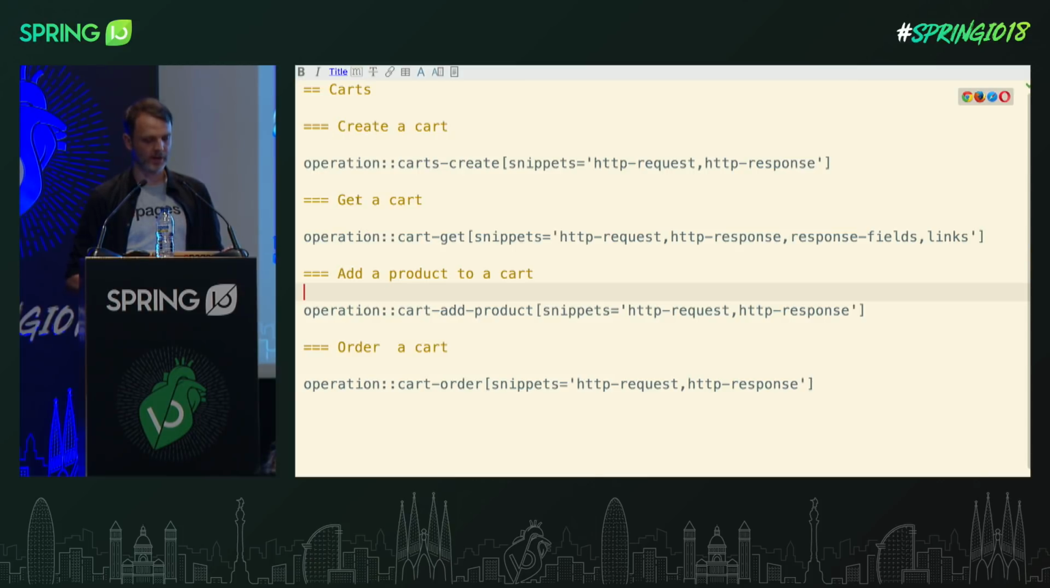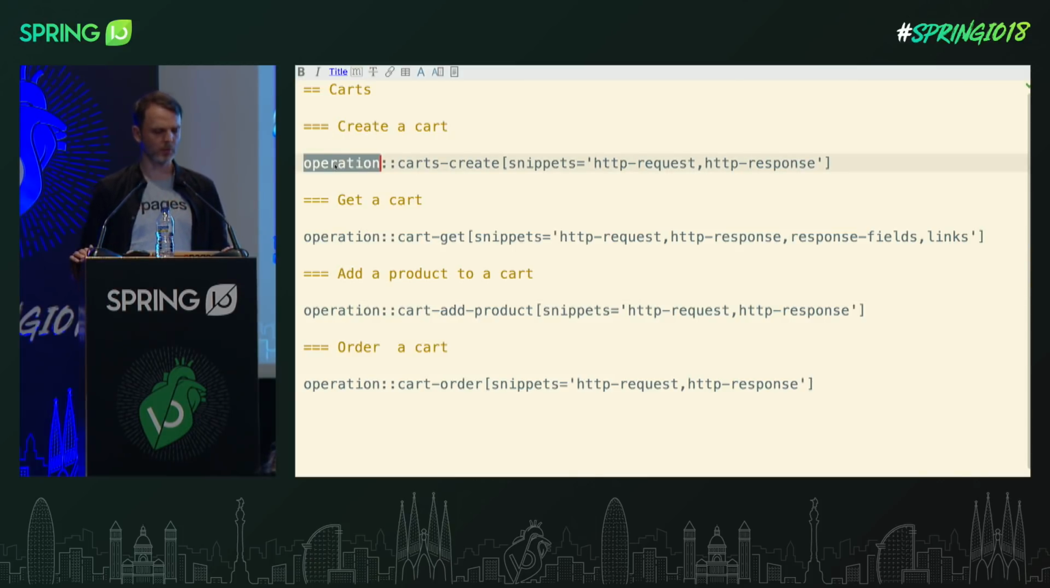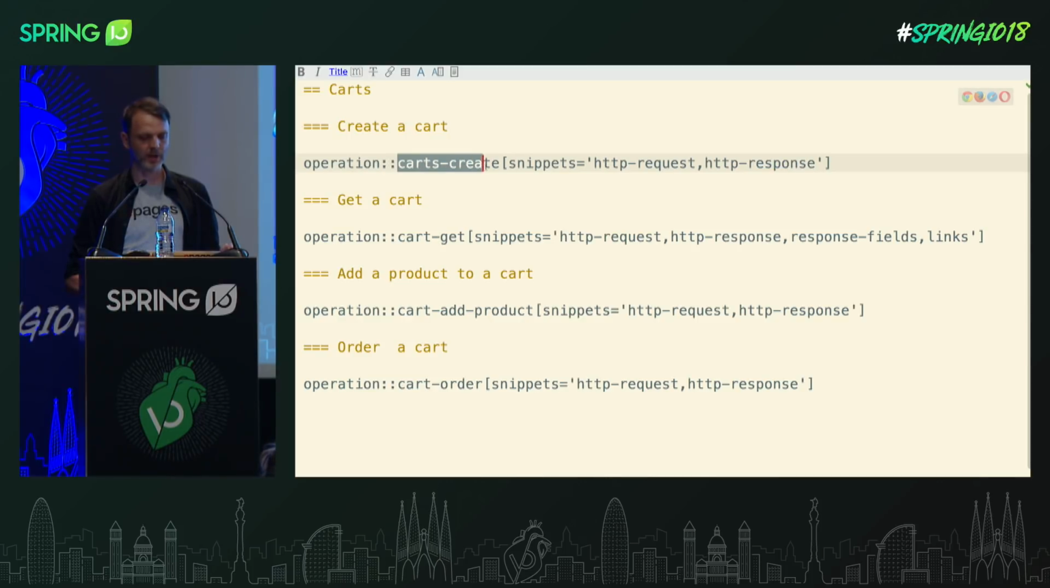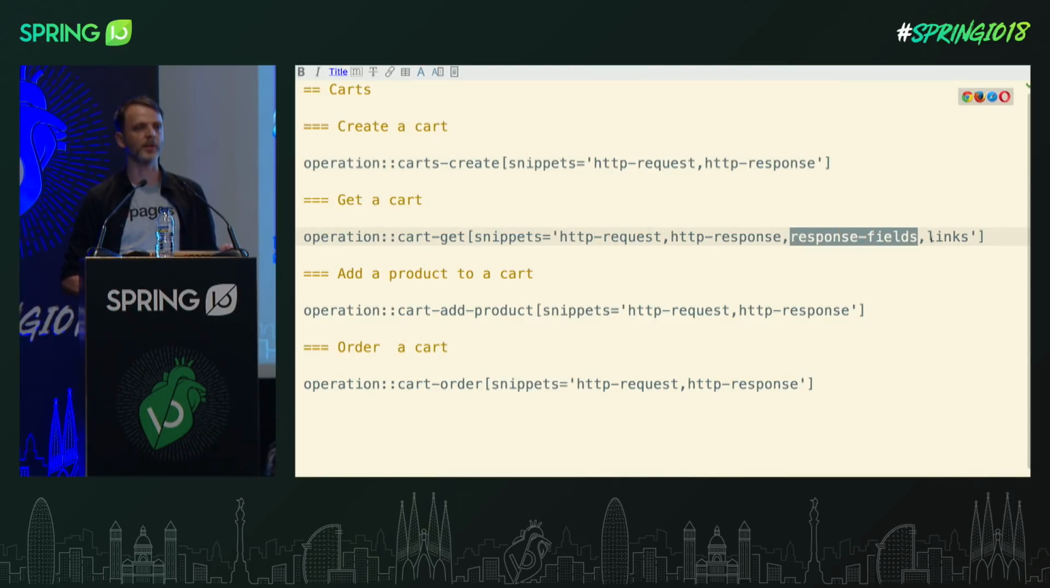For every one, I have a heading, and then I use something that's called operation. This is an Asciidoctor macro that Spring REST Docs provides. It's just there for convenience to help you not having to include the same files over and over again, which gets a little tedious, error-prone, and annoying. So we have this macro where you can say, okay, please include the snippets for the operation called cards create, and then please include the snippets called HTTP request and HTTP response. And for our get card, we had more snippets. We want to also include the request, the response fields, and the link snippet.